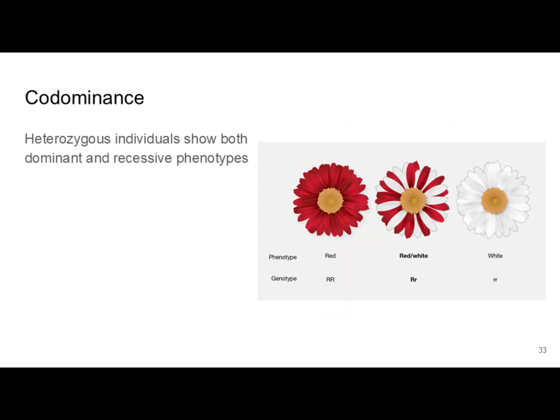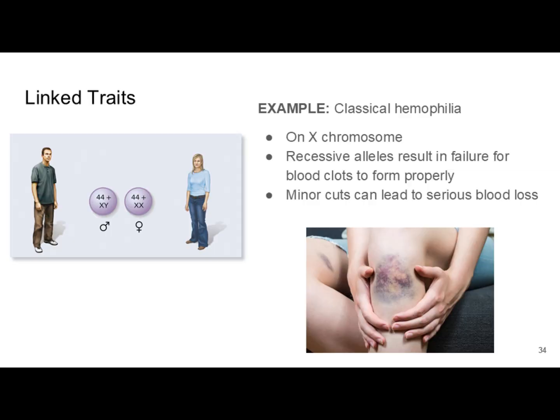Another example is where we have heterozygote individuals that show both dominant and recessive phenotypes, like these asters here, that show both the red and the white petals. We're showing both homozygous traits.